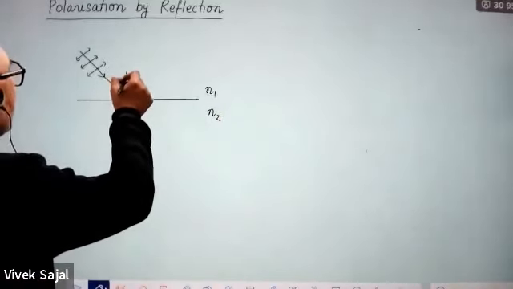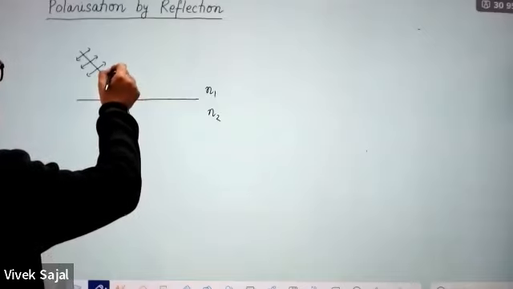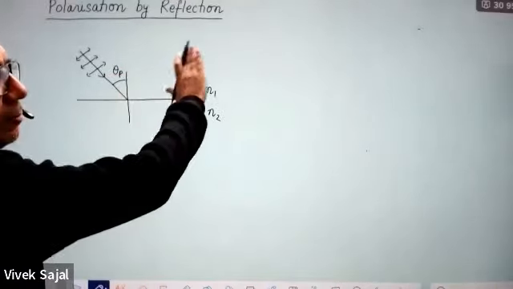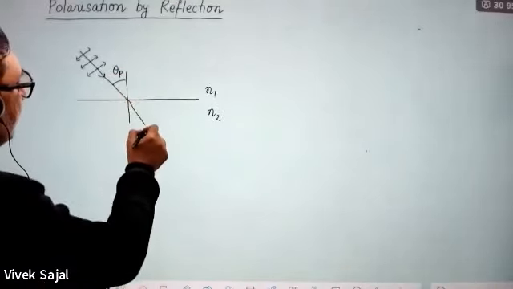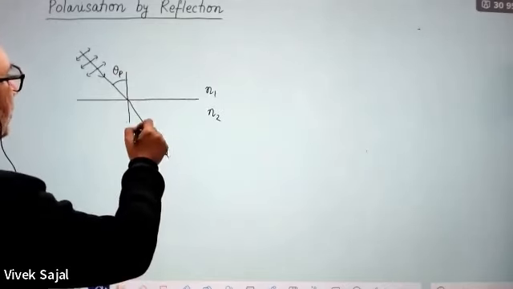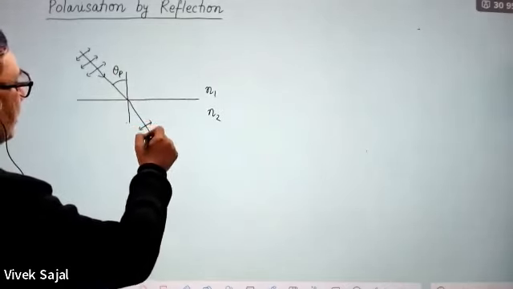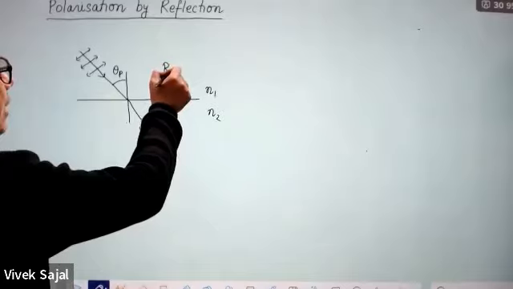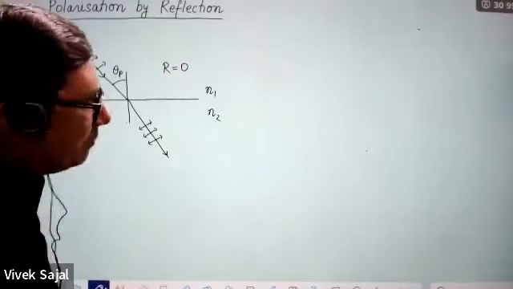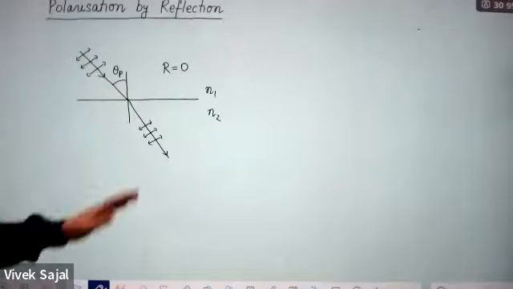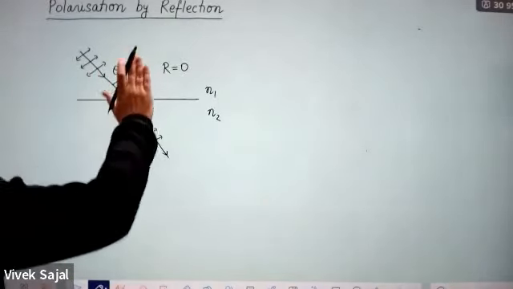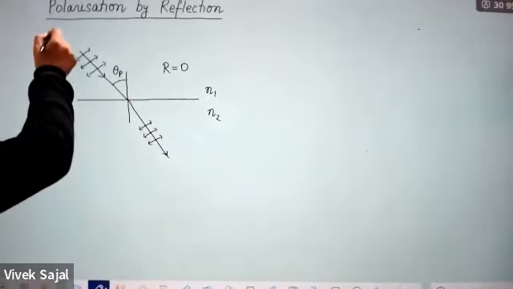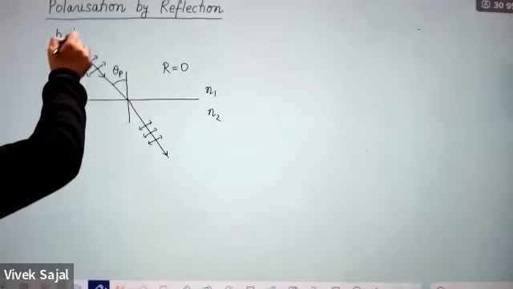Then if this p polarized light is incident at the polarization angle, or Brewster angle, there will be no reflected light, only the transmitted one. So here there will be no reflected light, so R will be 0 here. This is for p polarized. What type of light is this? Here all the electric vectors are parallel to the plane of incidence. So this is p polarized light.